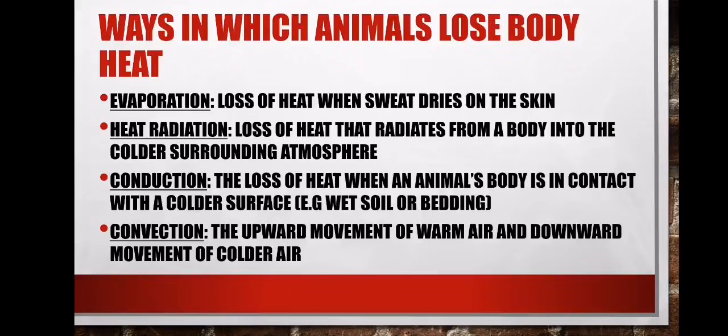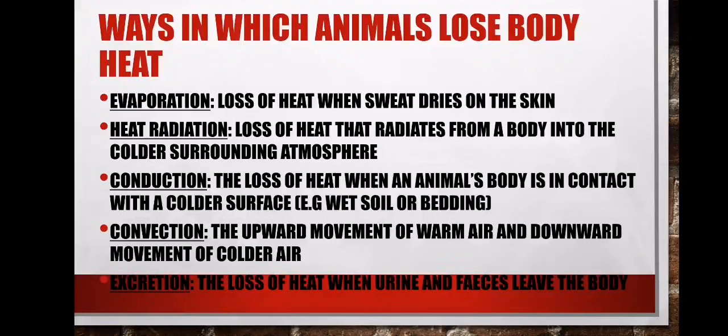I'll just focus on three: the heat radiation, conduction, and excretion. We said heat radiation, the heat will radiate from the body, moving to the colder surrounding in the atmosphere. But with conduction, the animal is in contact with the colder surface. Then the heat will move from the animal to the colder surface. Then we have excretion. Excretion is feces or urine.